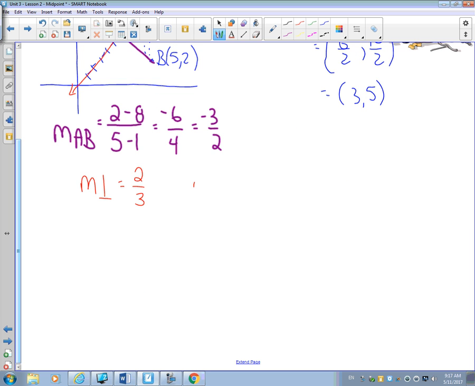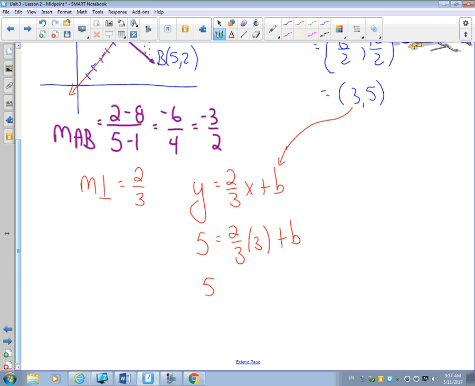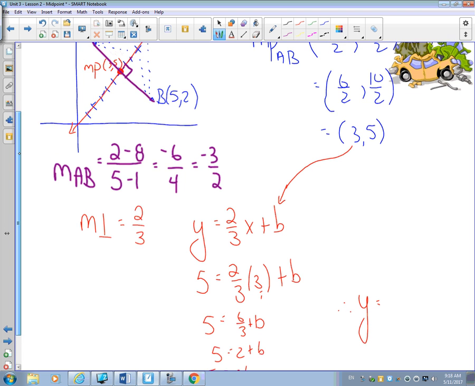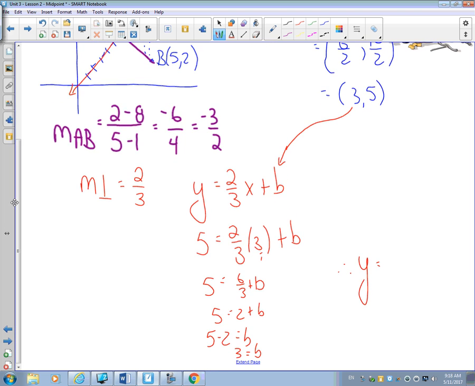Because now I've got a slope, and I can find b because I know a point. 5 for y, 3 for x, solve for b. Okay, so I do my fraction idea here. 6 over 3, which comes out to just 2. 5 minus 2 is b. b is 3. So the equation of the red line, the one I want, where the dump could be anywhere along it, is y equals 2/3 x plus 3.